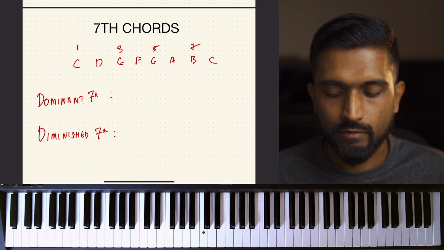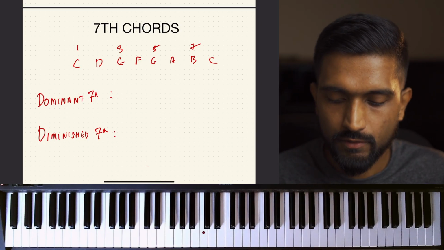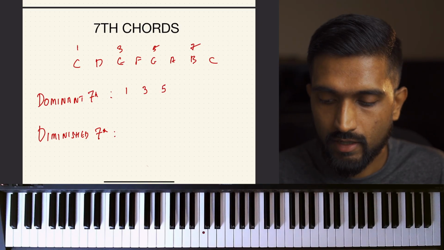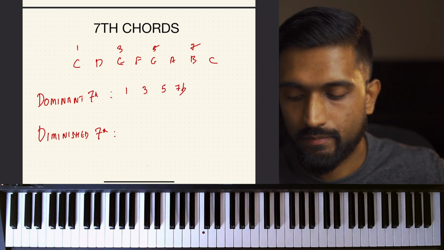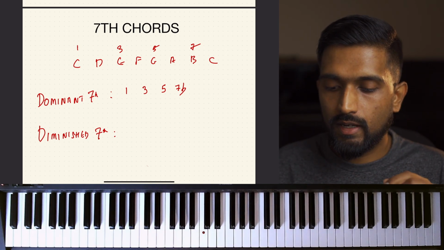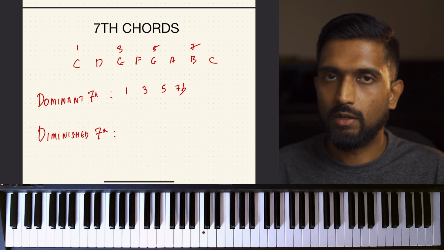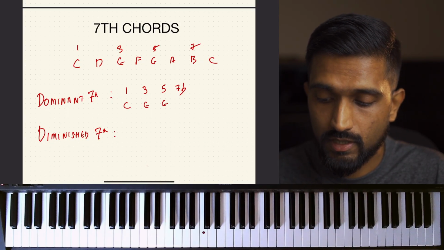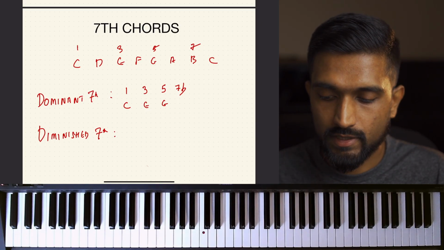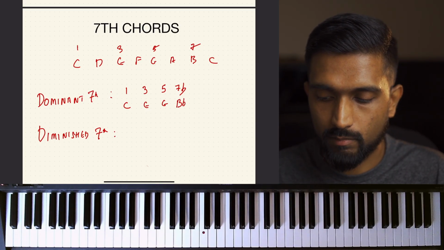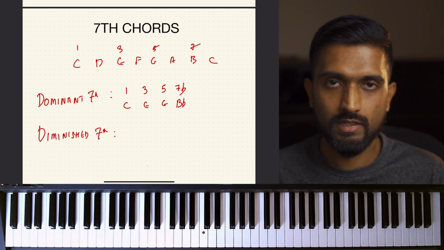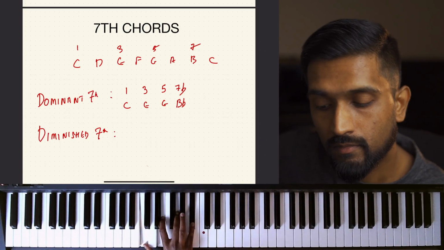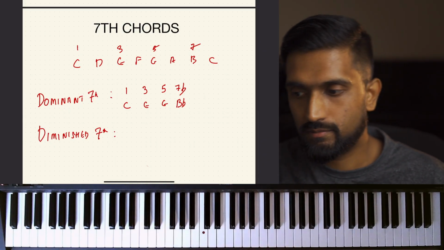These 2 chords also have chord formulas. Let's try and figure out what the formulas are. For the dominant 7th, it is 1, 3, 5, and 7 flat. So let's figure out the notes of the C dominant 7th chord. You get C, E, G as it is, 1, 3, 5. And for the 7 flat, you take the B and apply a flat. So you get C, E, G, and B flat. That's your dominant 7th chord.